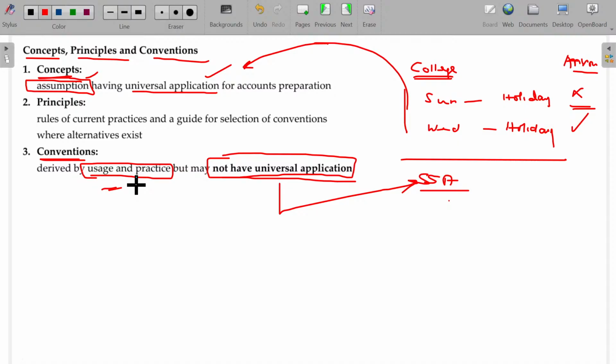This is called convention. So if I do consistently one method of accounting for my company, I can follow that because it's my practice to follow since very long ago. But generally, everybody follows this one, then it's called concept.